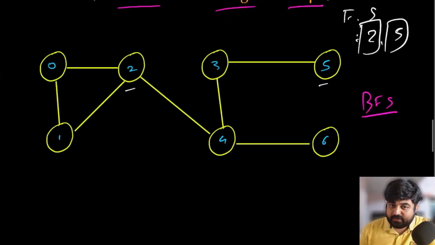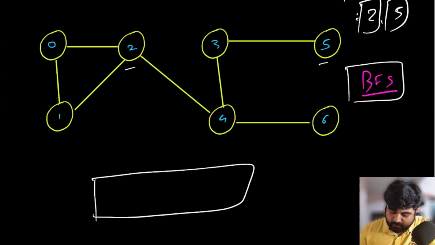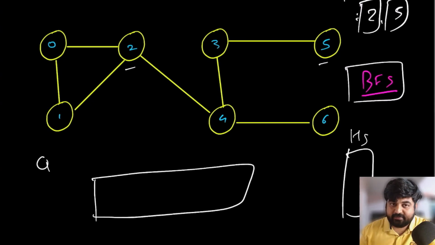So let's try to see how we are going to be able to solve it. We already know how to apply BFS using a queue. So awesome, we are going to use a queue. At the same time, we are also going to use a hash set to mark all the visited nodes.